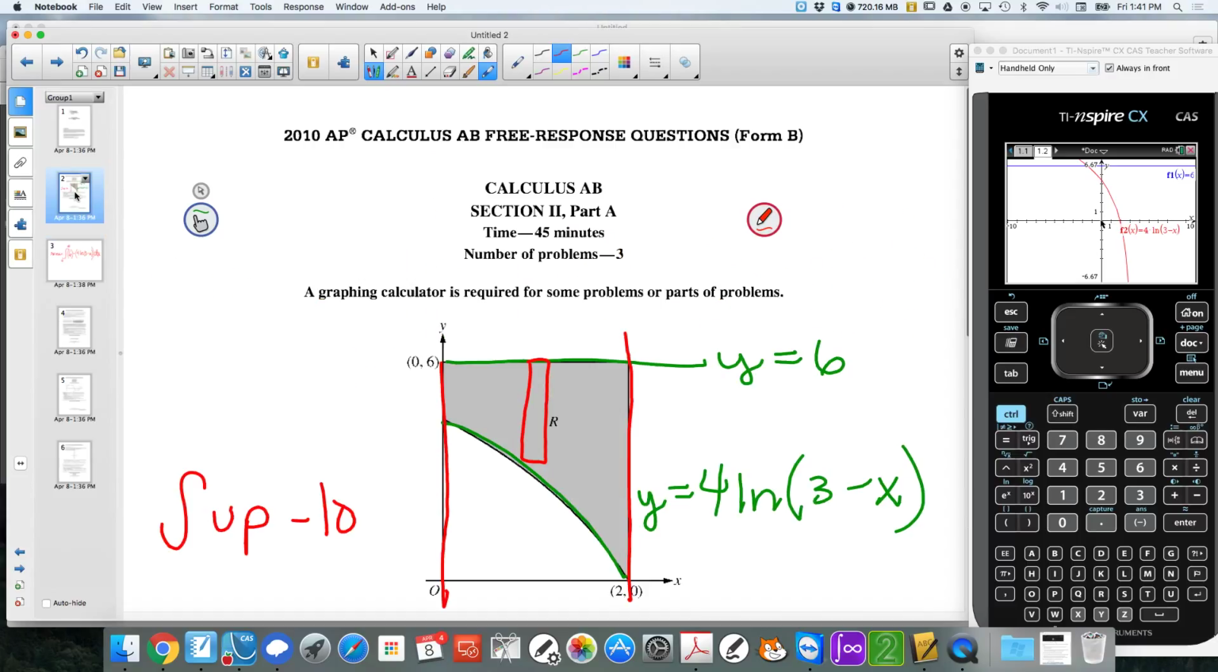The reason for the dx is the following. We're finding areas of each of these individual rectangles. So the height is upper minus lower, and the width is dx. So that's where that comes from in the problem.